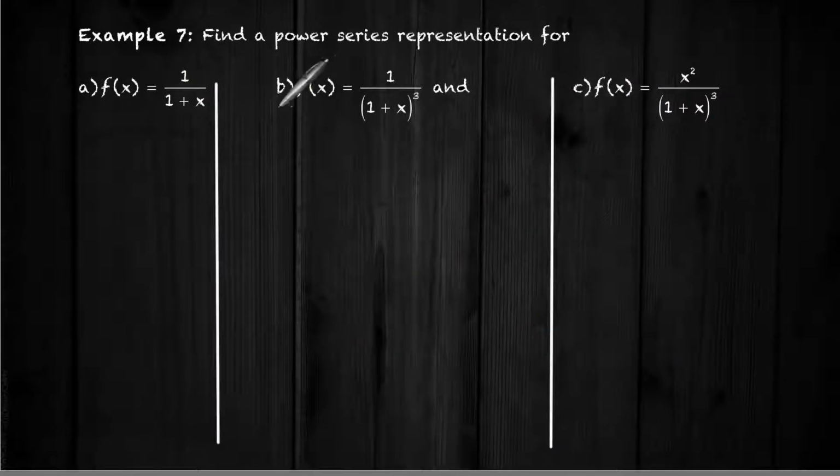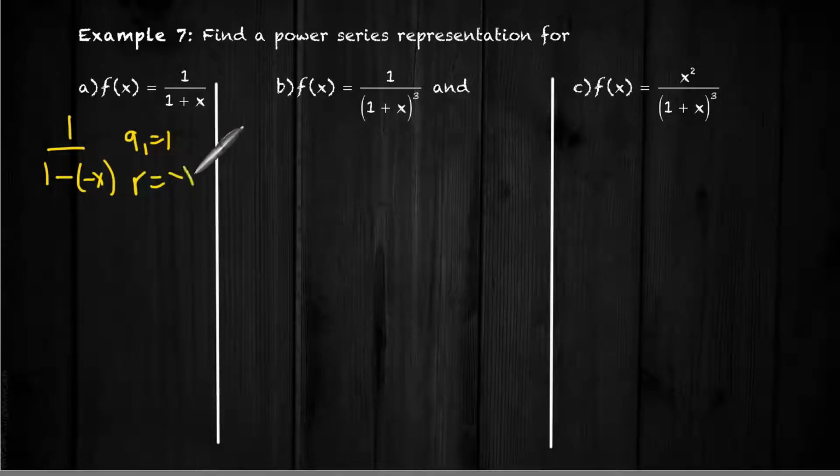Okay, in this last example, we want to find a power series representation for each one of these functions. And so the first one is pretty simple. We recognize that to be a geometric series, so we'll write it as 1 minus negative x. And so our a1 is 1. We've been through this before. Our r is negative x.